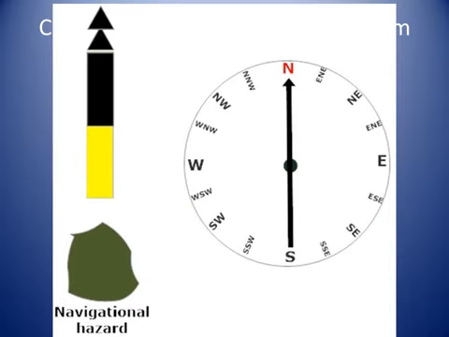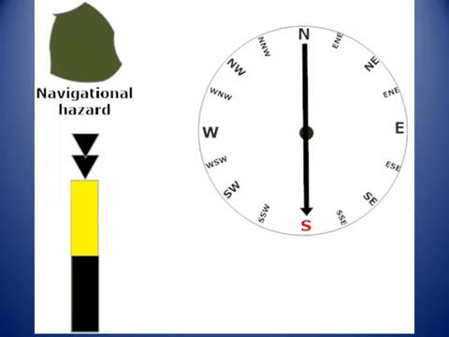Here we see a navigational hazard marked by a north cardinal buoy. The compass card is included to show the direction of north. Here we see a navigational hazard marked by a south cardinal buoy. Again, the compass card is included to show the direction of south.